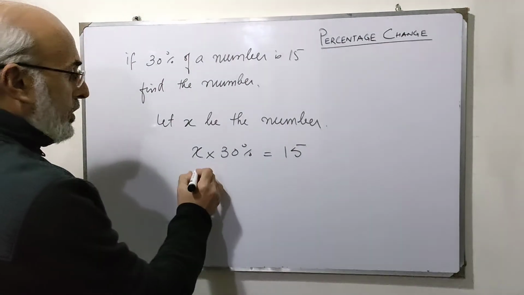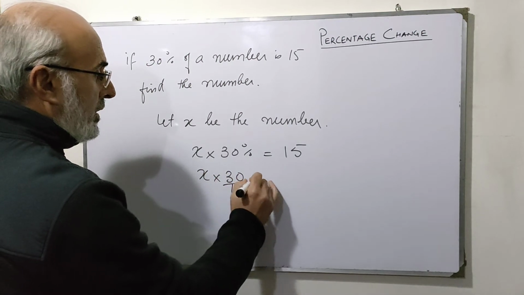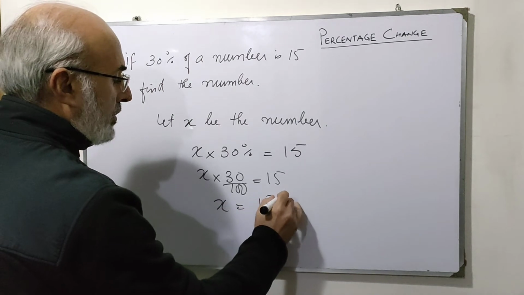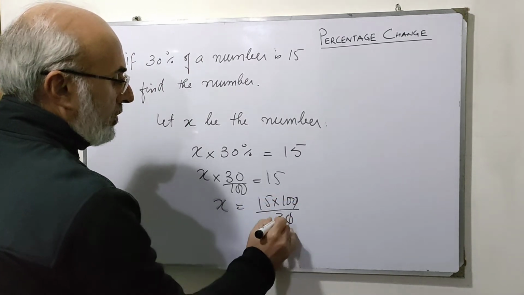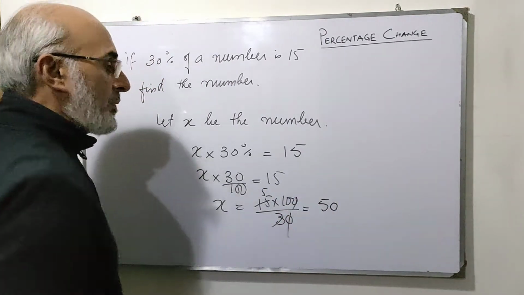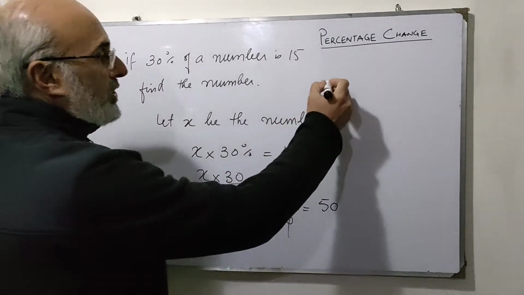Okay? So x into 30 over 100 is equal to 15, and x is equal to 15 into 100 over 30. So we can solve it. It is 50. Okay? The original number is 50. Now we can check it.